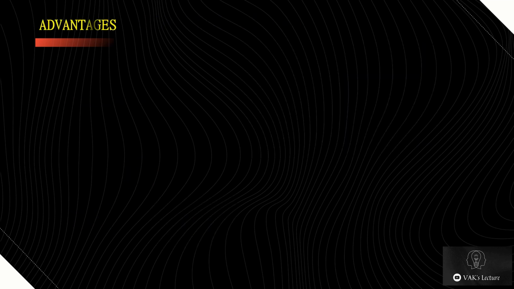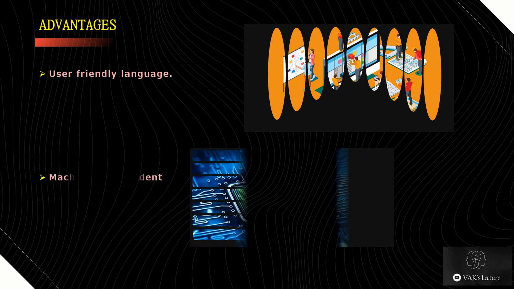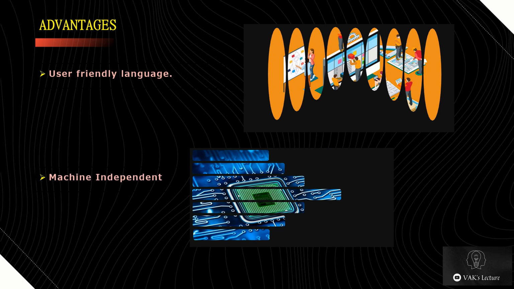Now we will see some of the advantages. This is a user-friendly language. Why? Because the user can read and understand easily and also solve the problems more easily than in assembly language. These are very easy to learn, easy to read and easy to remember. Here programs are machine independent, meaning there is no need of microcontrollers or microprocessors. If a program is written and executed on one computer, it can also be used on different computers.